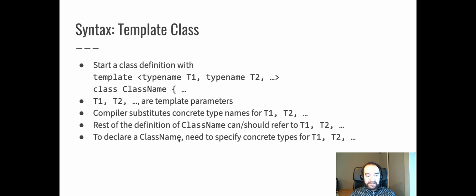To declare a class name of this type, you do have to give specific concrete types. So you'd have the class name, the less than symbol, and then a comma-separated list of the type values to substitute in for the type parameters. And of course, the number of types here needs to match the number of types in the declaration.